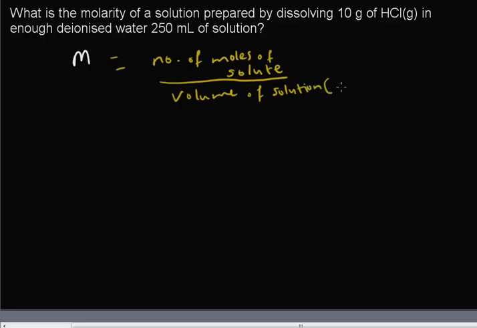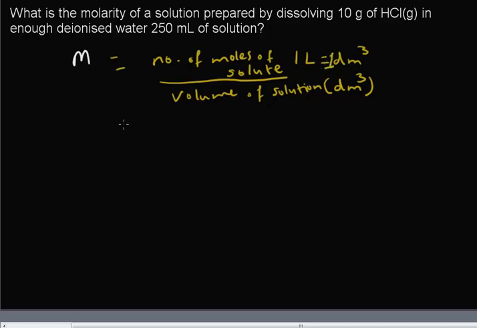And this is really important. Your volume should be in decimeter cubed or liters. It's one and the same. 1 liter equals 1 decimeter cubed. So let me make that note here: 1 liter and 1 decimeter cubed, they're basically the same thing.